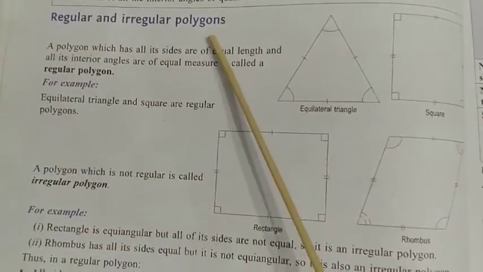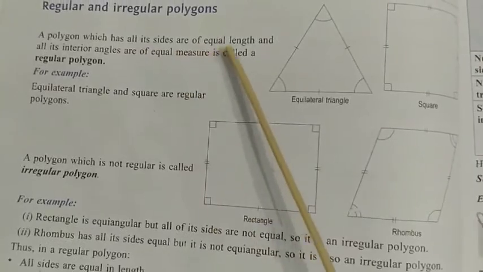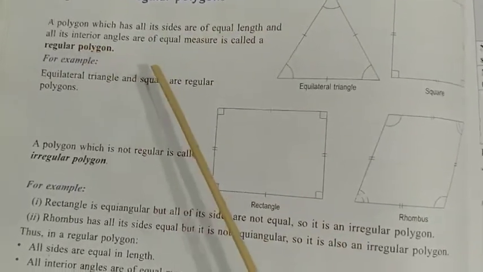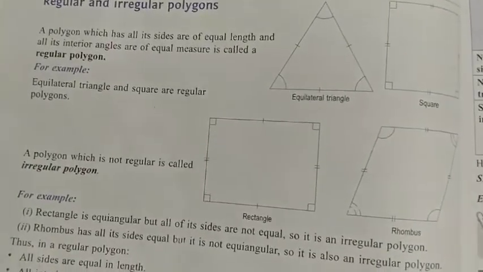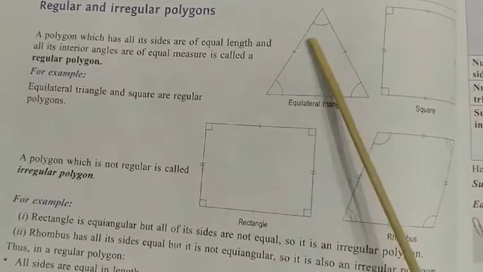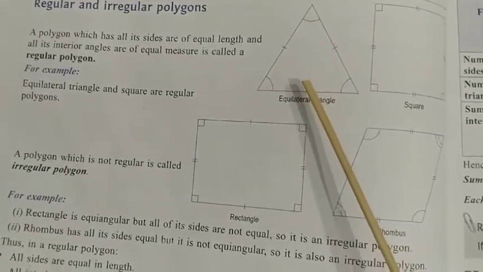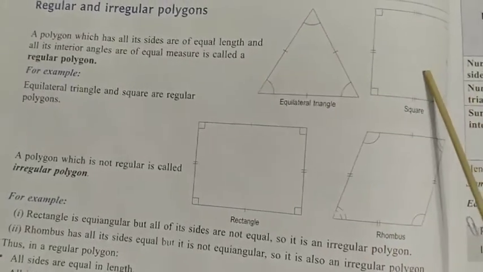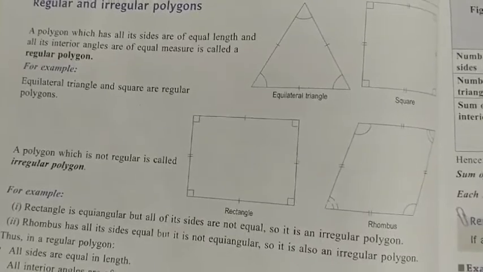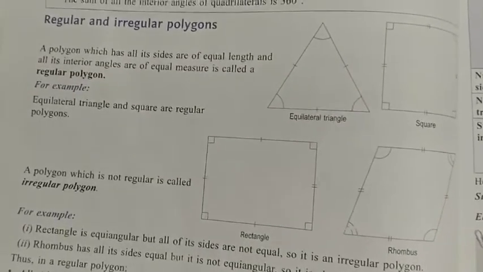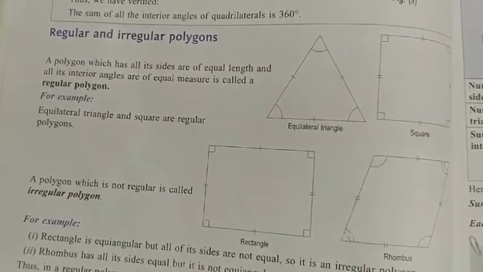Regular and irregular polygons. Okay, a polygon which has all its sides of equal length and all its interior angles of equal measure is called a regular polygon. For example, this is an equilateral triangle, 3 sides are equal and 3 angles are equal. So this is a regular polygon. This is a square, each angle is 90 degrees, all sides are equal. So this is a regular polygon. Equilateral triangle and square are regular polygons.